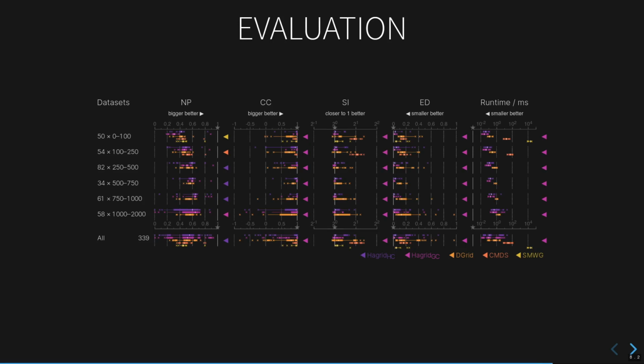We used various dataset sizes with a wide range of sizes, and computed various dimensionality reduced projections. For evaluation, we used 5 different metrics to measure those resulting grid layouts. We used NP, the neighborhood preservation, CC, the cross correlation, SI, the size increase, ED, the Euclidean distances, and also the runtime. Hagrid is shown here in purples and the other gridifying techniques in yellow and orange hues. The chart shows small box plots with the mean result as a white line.